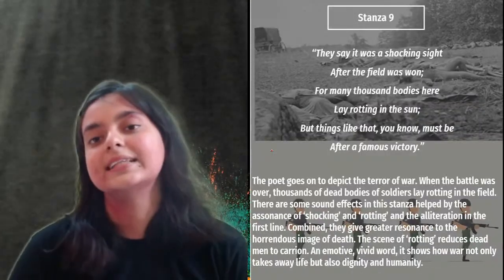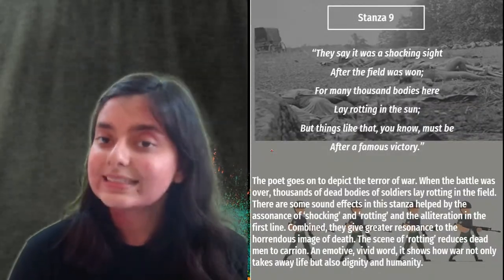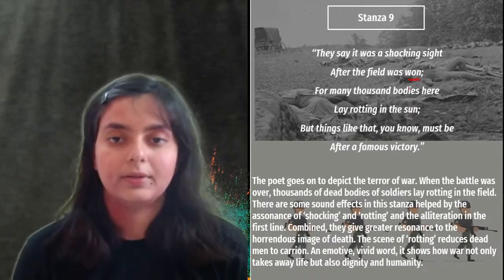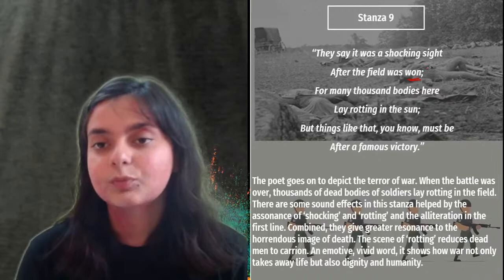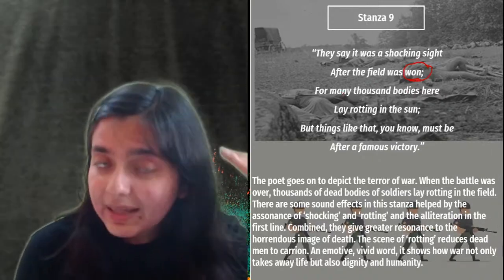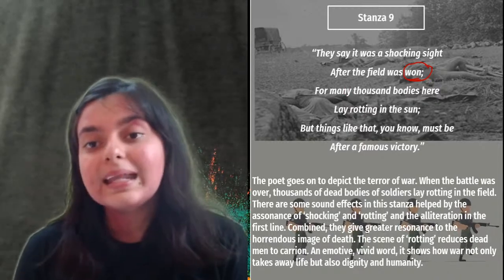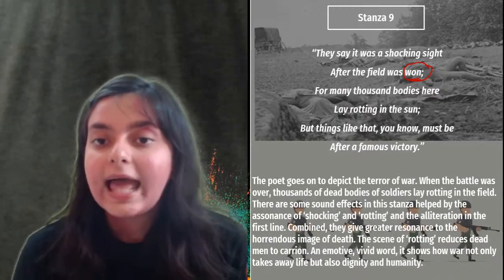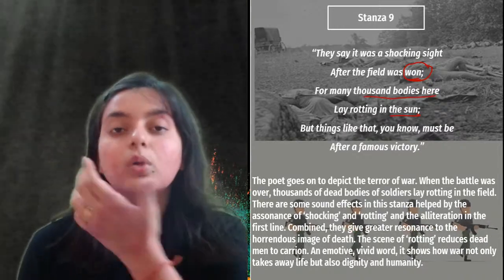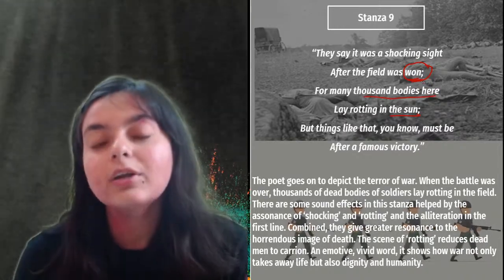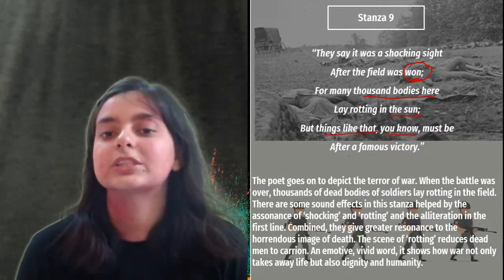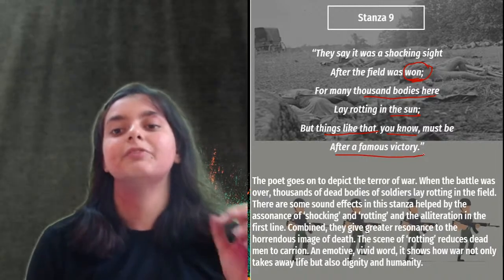Okay, next stanza. They say it was a shocking sight after the field was won. Again, won, right? What is this won? This winning is very ironical. Why? Because the very next line says, for many thousand bodies here lay rotting in the sun. So if this is the situation, this is the gruesome impact, then what kind of winning is this? But things like that, must be after a famous victory.